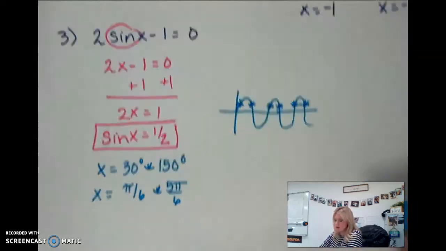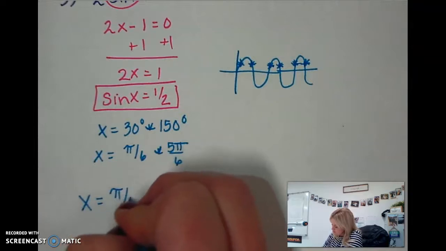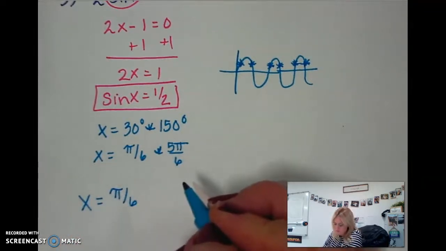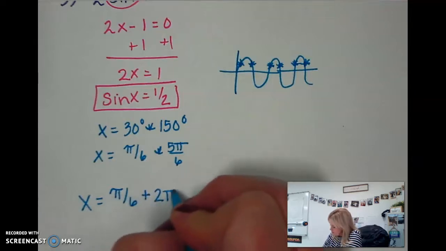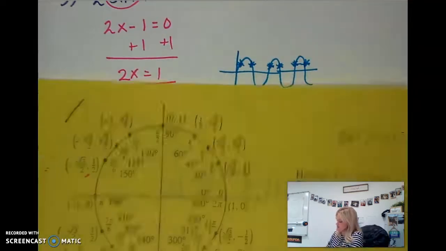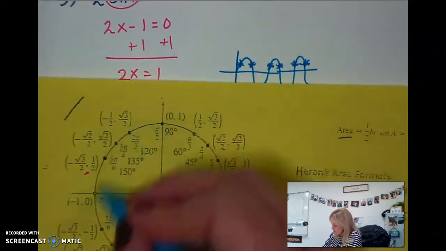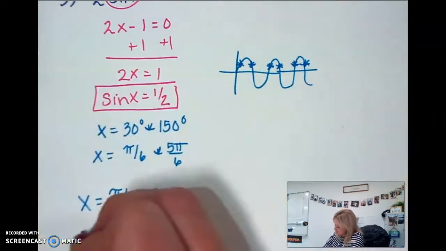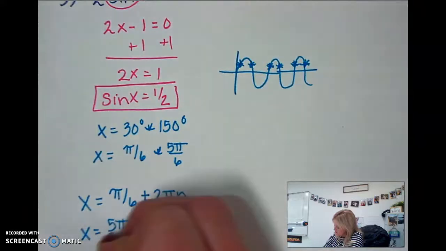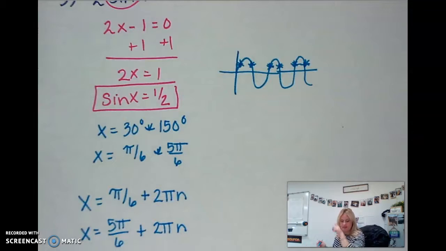So here's how we would write the correct and final answer. We would say x is, and we're going to write our answers in terms of radians, pi over 6 plus 2 pi n, meaning pi over 6, a full rotation later, which is 2 pi, another 2 pi, another 2 pi, okay? And we would say 5 pi over 6, every 2 pi after. Again, it continuously goes around and around the circle.